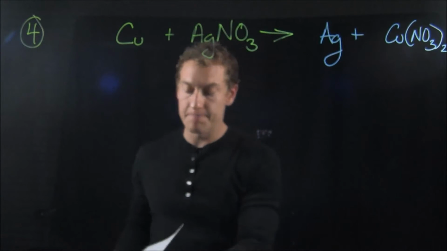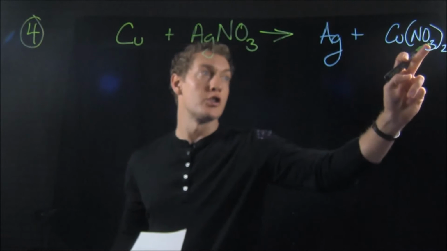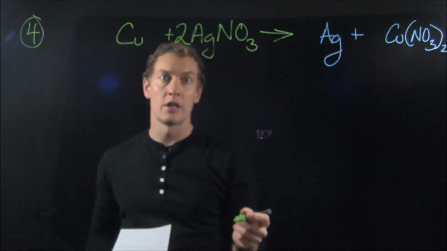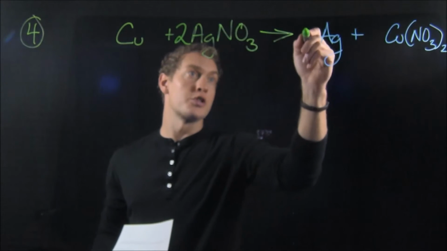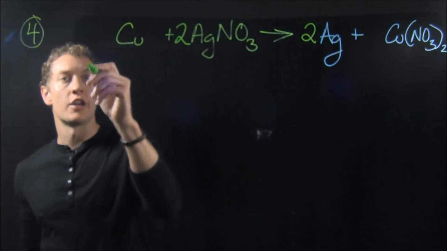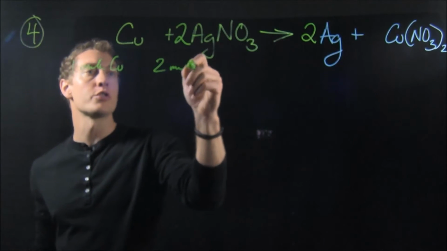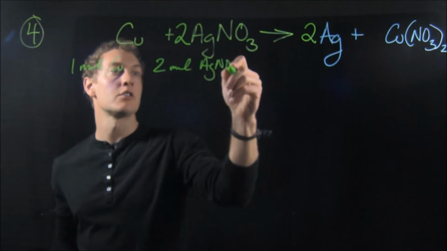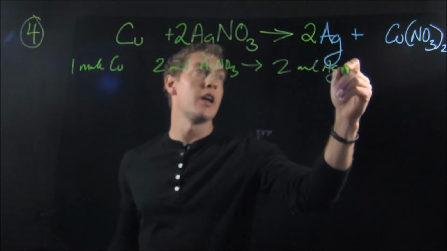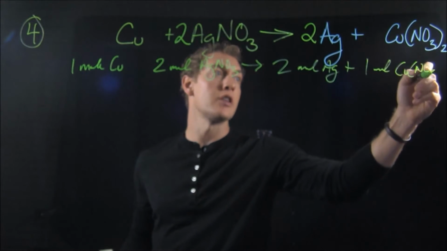To balance that, we'll need 2 nitrates on the reactant side, so 2 there. That leaves us with 2 silvers, so that would be a 2 there. So the balanced equation tells us that 1 mole of copper will react with 2 moles of silver nitrate, making 2 moles of silver and 1 mole of copper 2 nitrate.